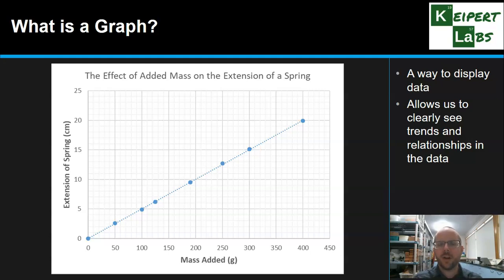But that's part of what we're going to focus on today: all right, well, what trends and relationships do we see? How do we see them? How do we make them? What's the purpose of that?